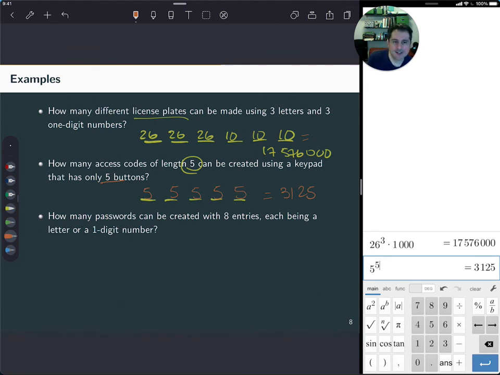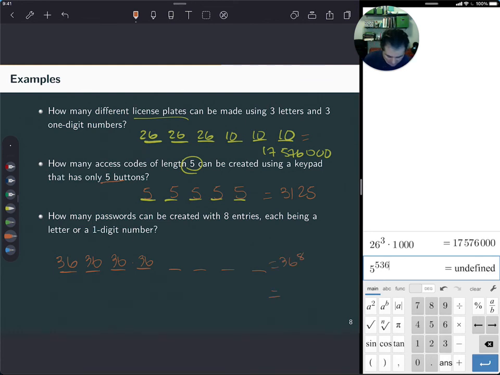If each entry can be either a letter or a number, then there are 36 options, right? 26 for the letters plus 10 for the numbers. So I have 1, 2, 3, 4, 5, 6, 7, 8 entries. Each one could be 36 options. Why 36? Each one could be either a letter, there are 26 of them, or a 1-digit number between 0 and 9, there are 10 numbers, so it's 36. It's 36 times 36 times 36 and so on. Of course, that's just 36 to the 8, right?